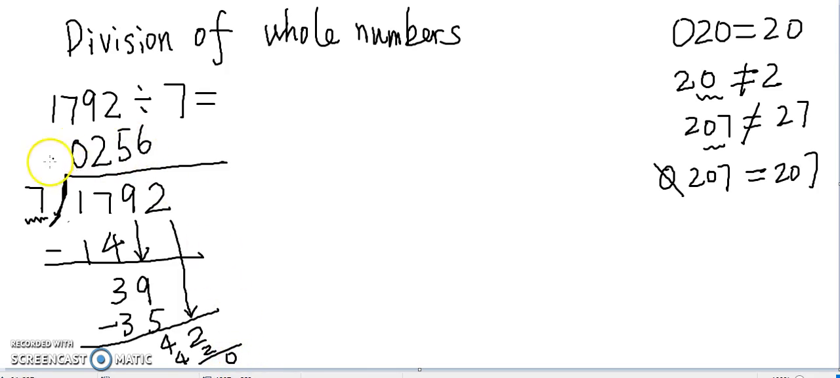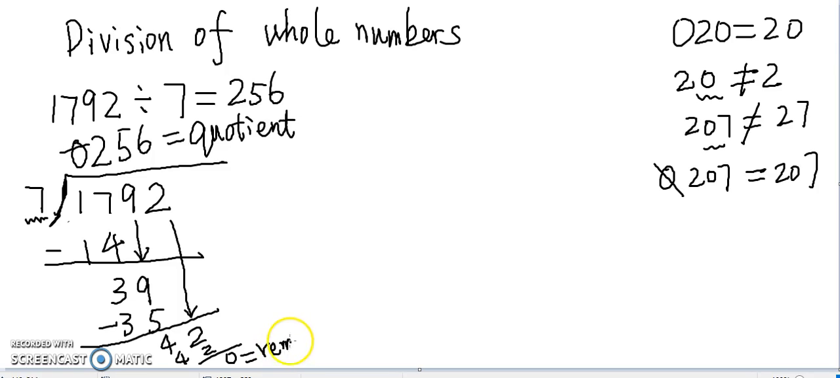So when we copy the answer, you can omit this 0 here and just put 256. This number right here, 256, we call the quotient. After you do division, you get a quotient, and whatever is left is called a remainder. In this case, the remainder is just 0. And sometimes the remainder may not be zero.